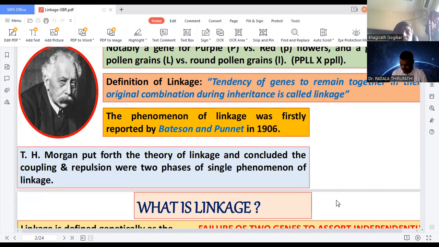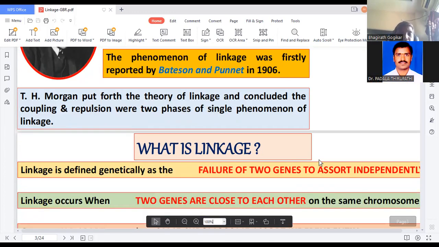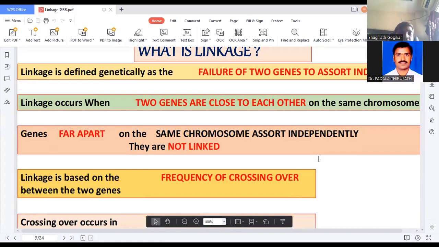Later on, T.H. Morgan put forward a theory of linkage and concluded two aspects of linkage. The two aspects of linkage are coupling and repulsion, which are the two phases of the single phenomenon of linkage. The linkage phenomenon is explained by these two aspects, coupling and repulsion. So before going to the illustration, what is meant by linkage? Linkage is defined genetically as the failure of two genes to assort independently.